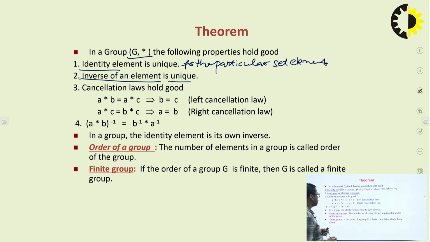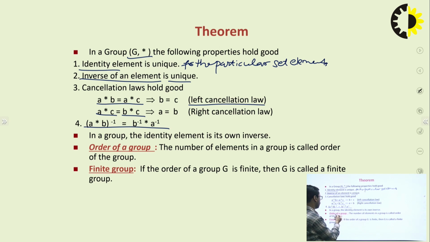The cancellation law holds good. That means if A star B equals A star C, then A will be cancelled out from these expressions, which is the left cancellation law, because A is common in both terms. But in the case of A star C equals B star C, C will be cancelled out. It is the right cancellation law. It will also be discussed in the next slides. The inverse of A star B is B inverse star A inverse.